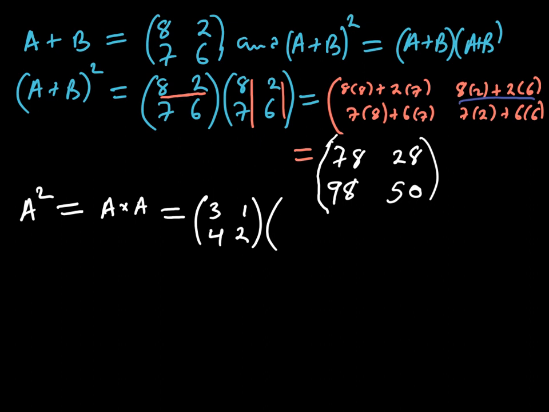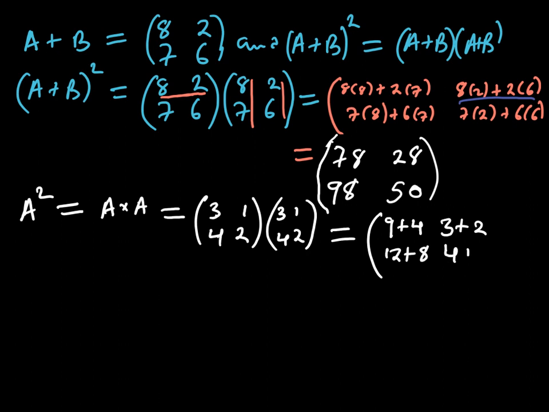So as usual, we shall multiply row by column. I'm going to be super fast. 3 by 3 is a 9 plus 1 by 4, which is a 4. 3 by 1 is a 3 plus 1 by 2, that is a 2. 4 by 3 is 12 plus 2 by 4, which is 8. And then 4 by 1 is a 4 plus 2 times 2, which is a 4.